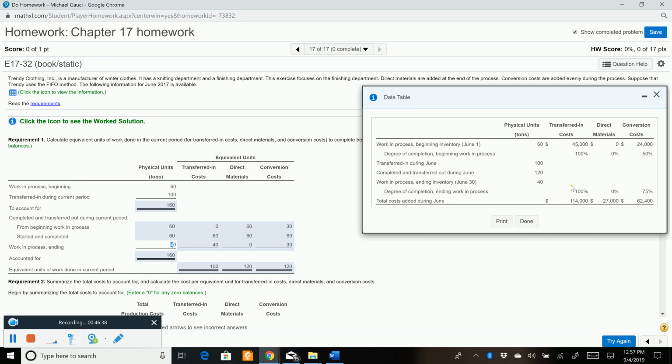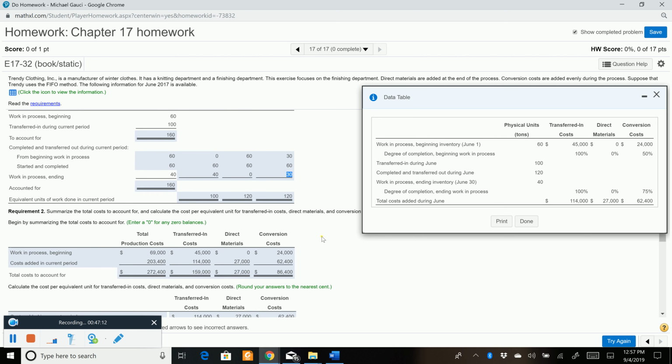We are told that 100% of the transferred in costs were added during the current period in the ending WIP. So 40 times 100% is 40. 0% of direct materials are completed in the ending WIP. So we'll take 40 times 0% to give us 0. And lastly, 75% conversion costs were done in the ending WIP. So we'll take our physical units of 40 times 75% to give us 30.